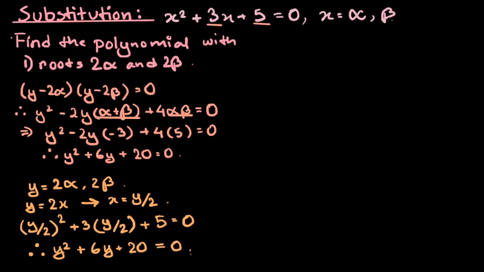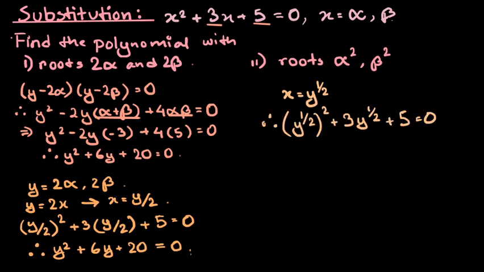This is the most used method of substitution, as it easily allows us to solve even complex problems, such as finding polynomials with roots like 3 alpha minus 4 divided by 5 and whatnot, and also polynomials with roots like alpha square and beta square. So using the same logic as before, we can say y equals x squared, in other words, x equals y to the power half. Again, substituting, we get y plus 3y to the power half plus 5 equals 0.